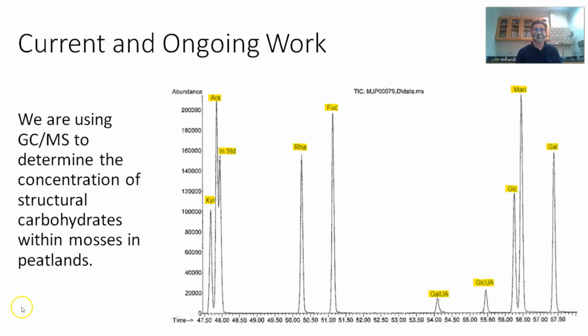Once we're able to compile more data from the moss samples themselves, then we'll be able to make conclusions on how these carbohydrates are affecting the decomposition rates between the areas. This will help us predict how peatland carbon cycling will affect climate change.